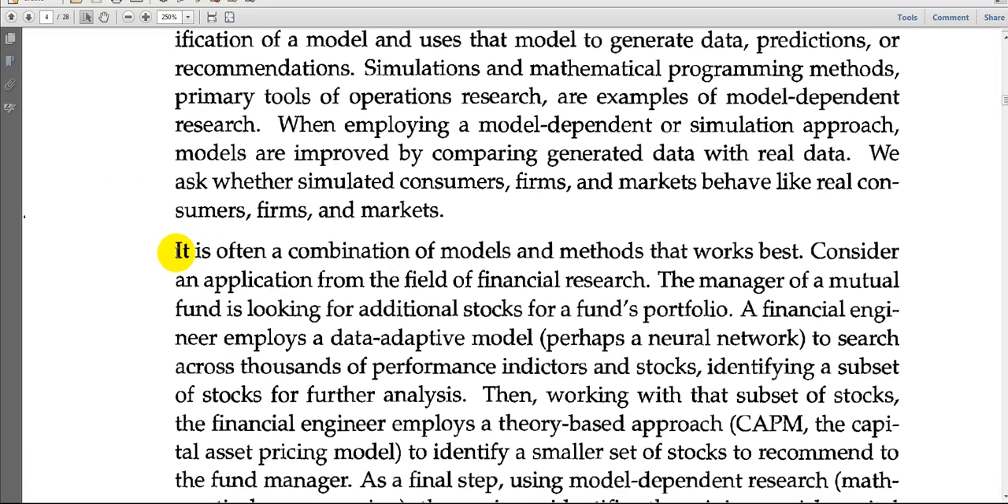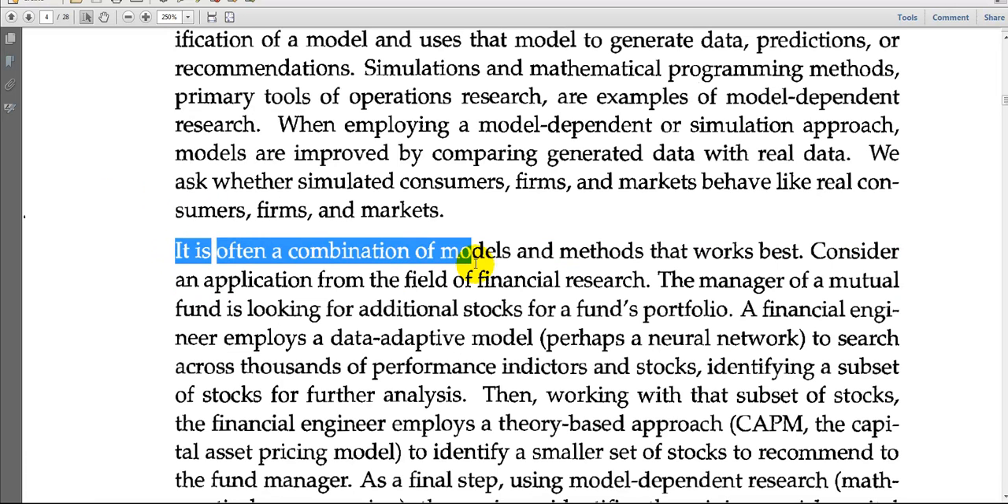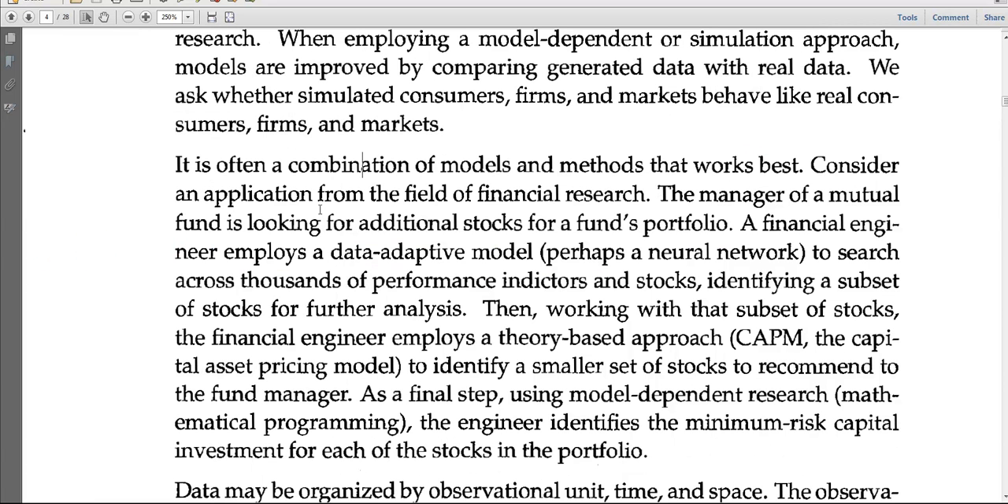And he says sometimes, of course, we might want to use a combination of models and methods that work best. So he describes a situation where you're a financial analyst and you might want to use a combination, but we won't go into that because you don't really know what some of these terms mean yet.